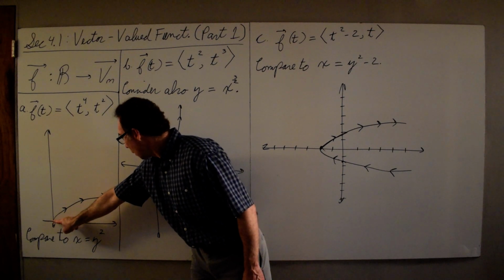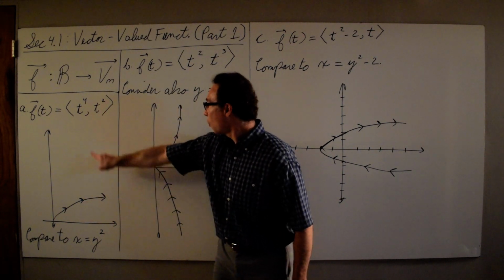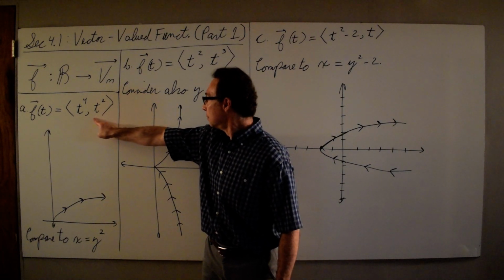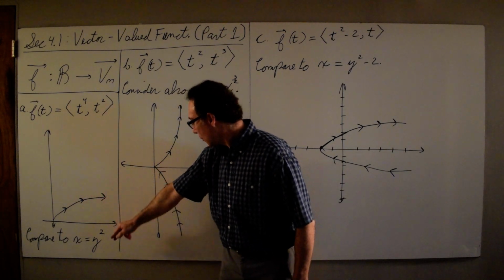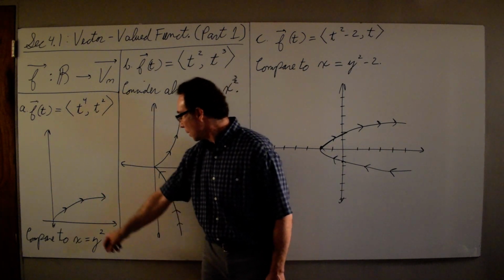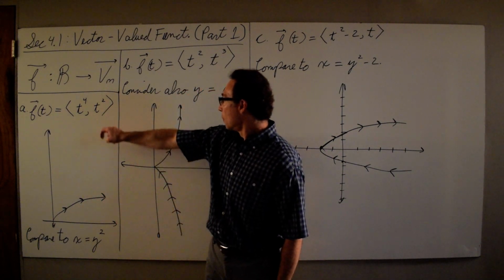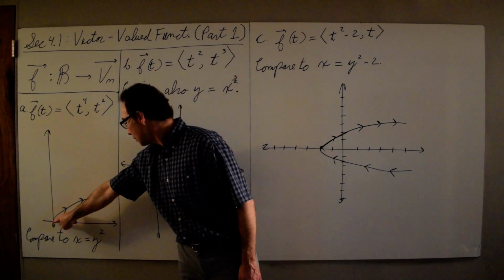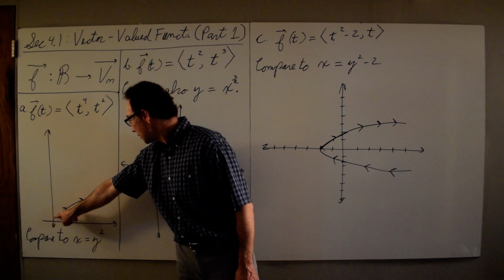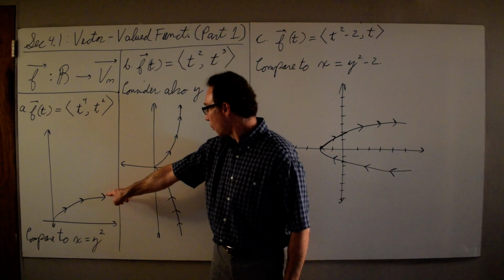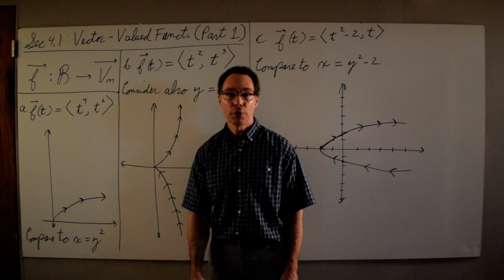So basically what we're doing is graphing the terminal points of this vector, and that's what we've graphed here. The graph is basically half of this parabola. We drew these arrows in the direction of increasing t. When t is 0, we have the 0 vector, so the terminal point is 0, 0. As t increases, our vector gets longer and longer, and this represents a terminal point of this vector.